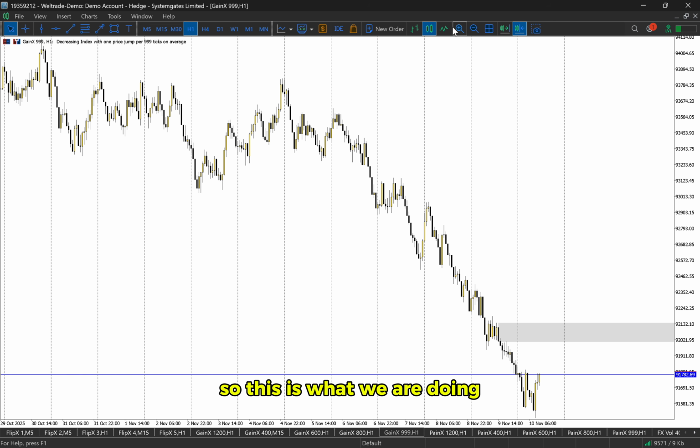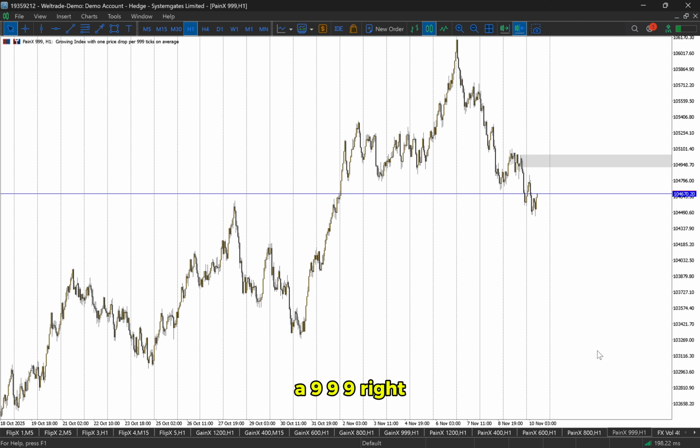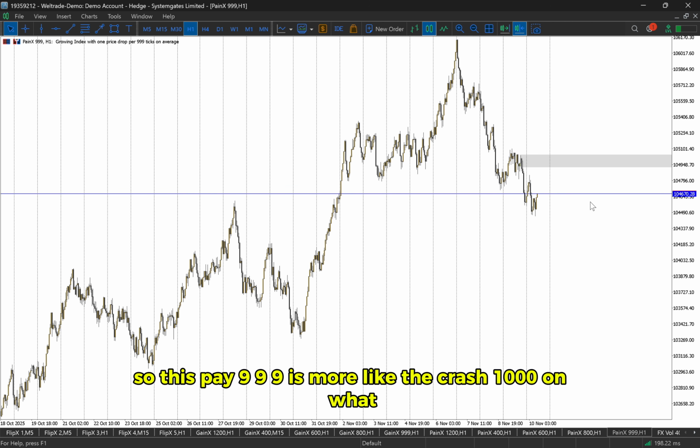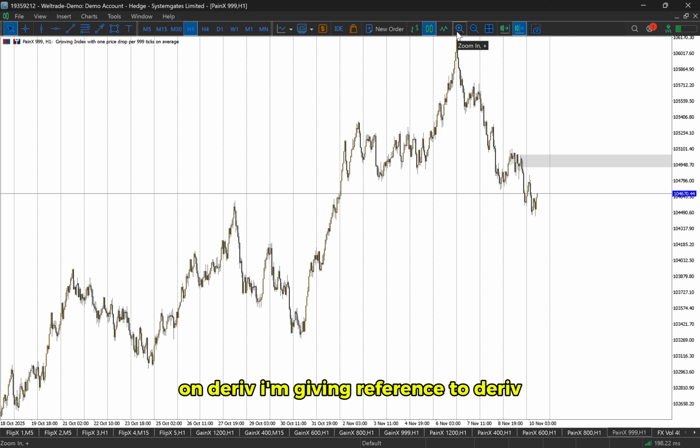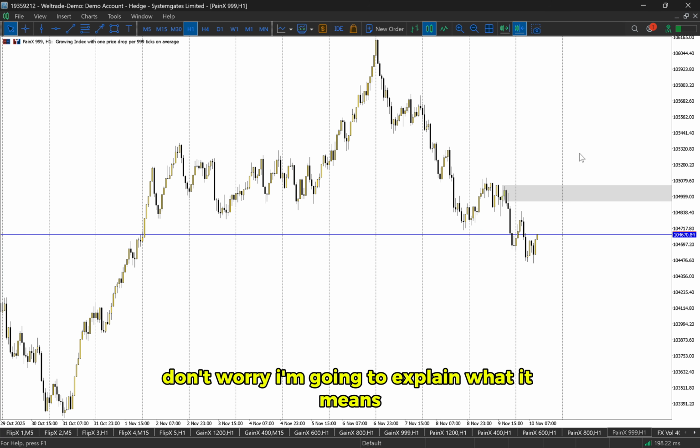So this is what we are doing, and I'm going to start on the Pain 999, right? This Pain 999 is more like the Crash 1000 on Deriv. I'm giving reference to Deriv because these are the indices that most of you are used to. If you don't know anything about that, don't worry, I'm going to explain what it means.